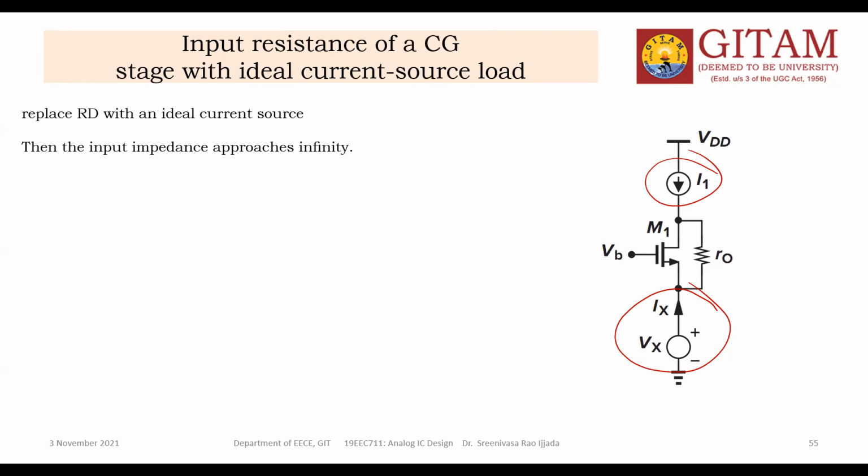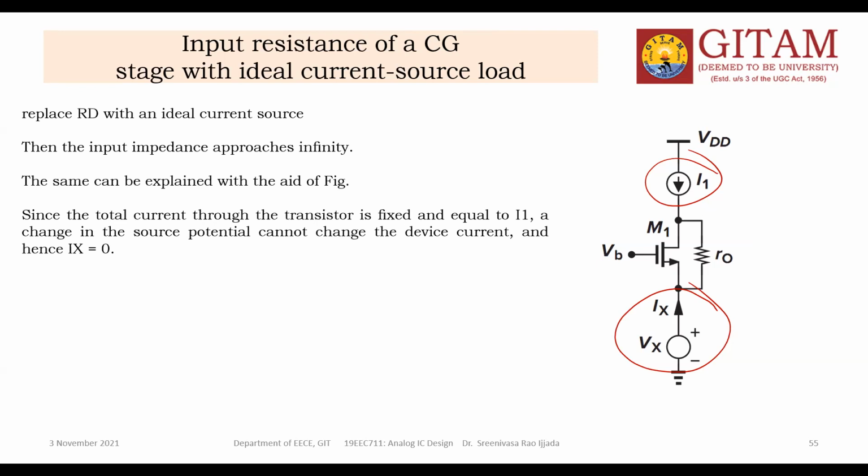Why did we get this infinity? I will explain. The same can be explained by this figure. The total current in the transistor is fixed because of what? I1 is fixed, a constant current source. The I1 current to your transistor is fixed because a fixed current source is connected to the drain terminal.